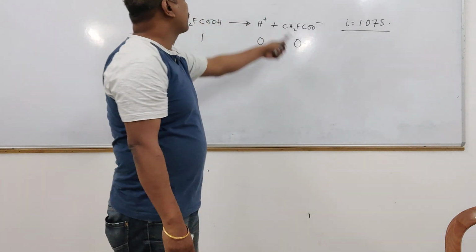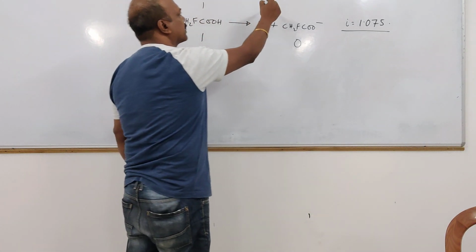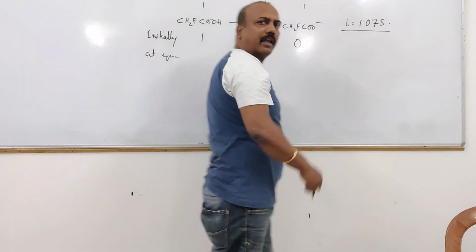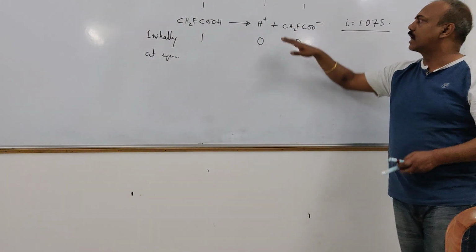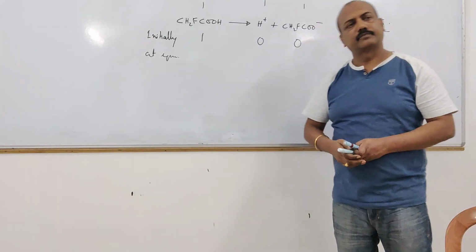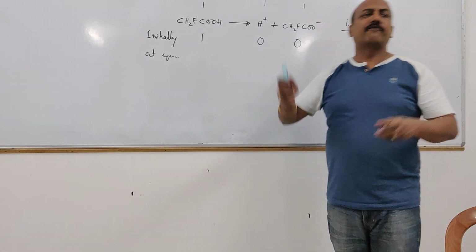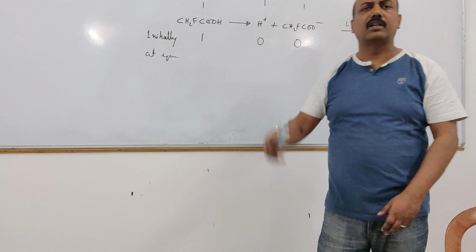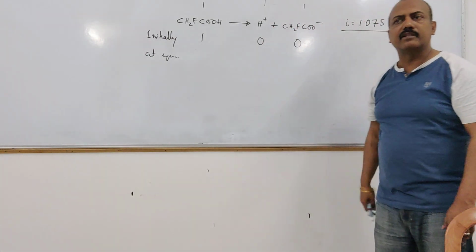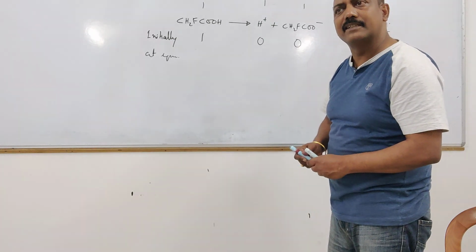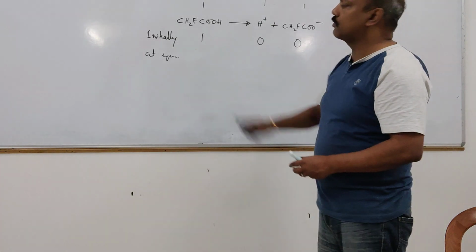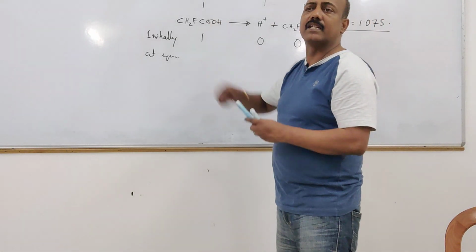So what do we know from the equation? That 1 mole dissociates into 1 mole of H positive and 1 mole of fluoroacetate ion. Clear? Okay. So if 500 moles undergo dissociation, it will give us 500 and 500. X dissociates will give X and X. If X dissociates, how much of this will remain?